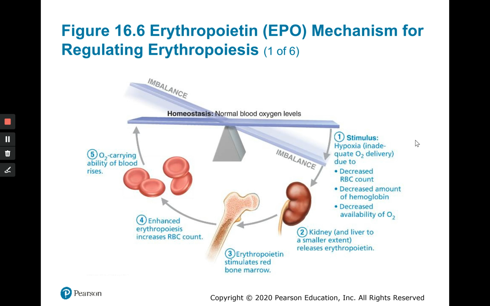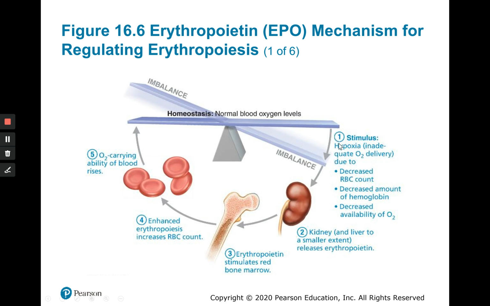So here, let's look at figure 16.6. Definitely a figure that I recommend studying. It's looking at the EPO mechanism for regulating erythropoiesis. So we have first the normal blood oxygen levels. Then we're going to have something that sets us off balance. The stimulus that disrupts homeostasis is going to be hypoxia. That is the stimulus that causes the kidneys to release erythropoietin.